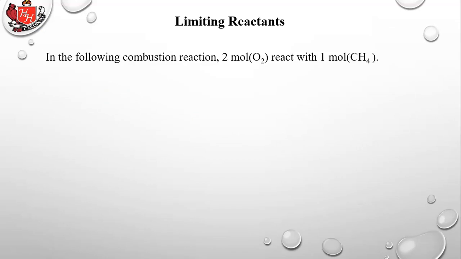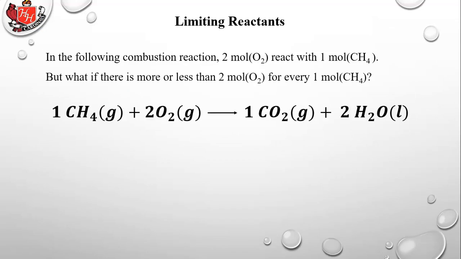So in the following combustion reaction, 2 moles of O2 react with 1 mole of CH4. We've seen this equation quite a few times. But what if there are more or less than 2 moles of O2 for every 1 mole of CH4? Think about it. What are the chances that you're going to have exactly twice as much oxygen as CH4? That would make both of them run out at the same time. If you have twice as many O2 as CH4, whatever the number of moles is, they'll both run out at the same time.